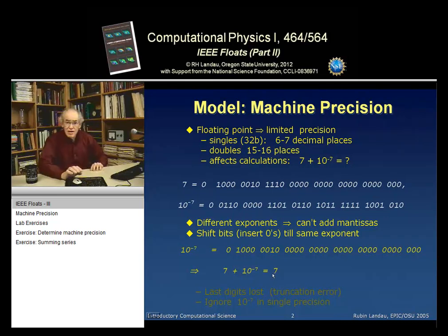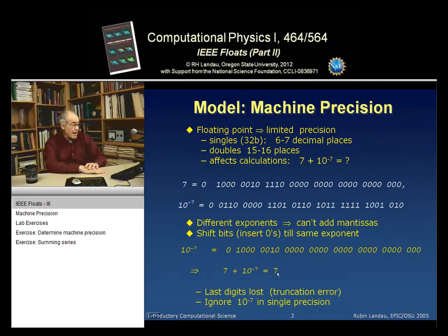And notice, you may think I was being lazy, because I'm not saying approximately here, I'm saying equal to. Well, I am probably lazy as well, but what this means is, on a computer, these are exactly equal. If you ask, is 7 plus 10 to the minus 7 equal to 7, the answer is yes. Because in single precision, you lose any of the precision for smaller numbers.